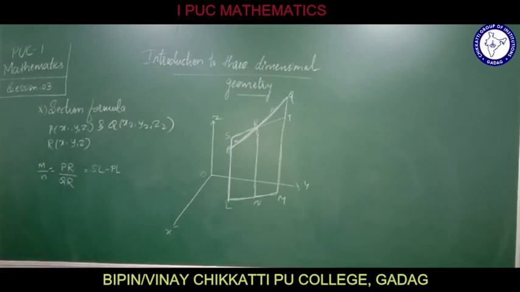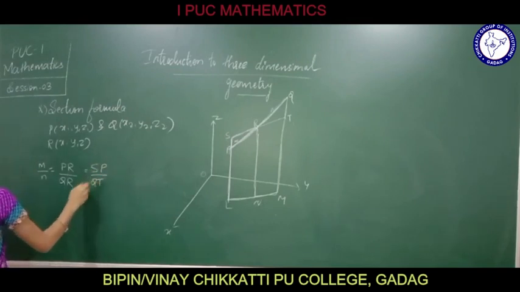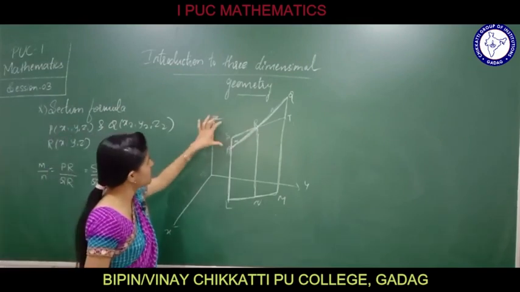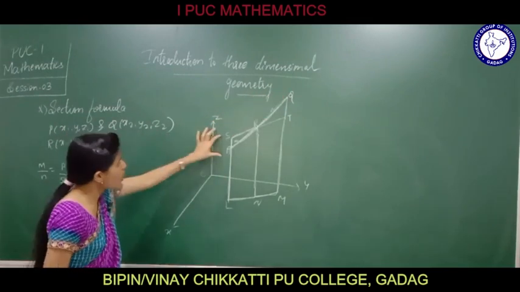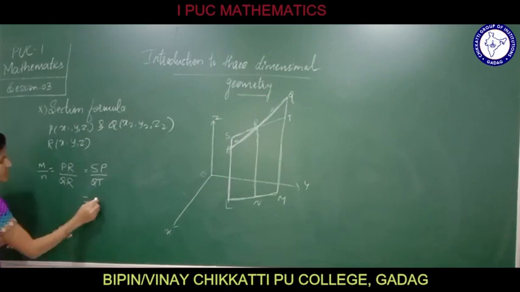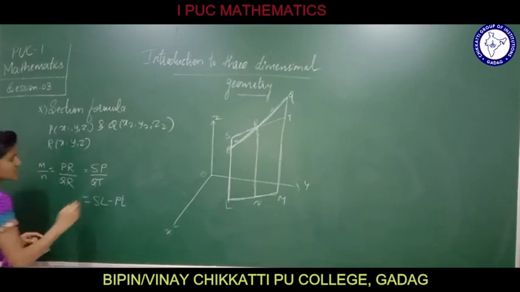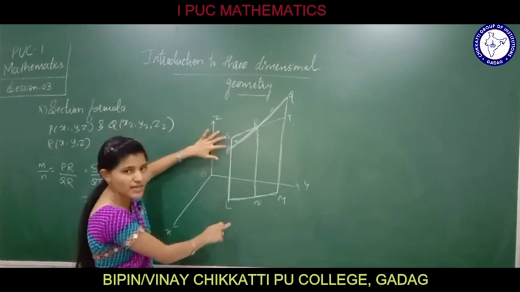That PR can be written as, how can we write that? First let us write PR as SP divided by QT. Why? This PR will be equal to SP, and QR will be equal to ST. Now how can we write this SP? This SP can be written as SL minus PL. See, subtracting PL from SL is going to give me SP.